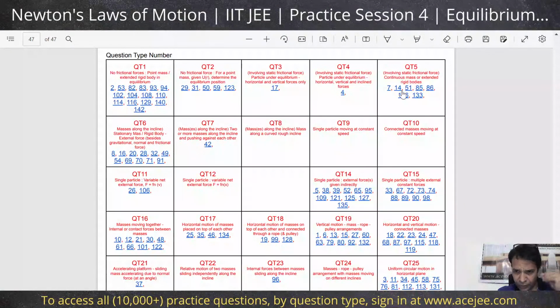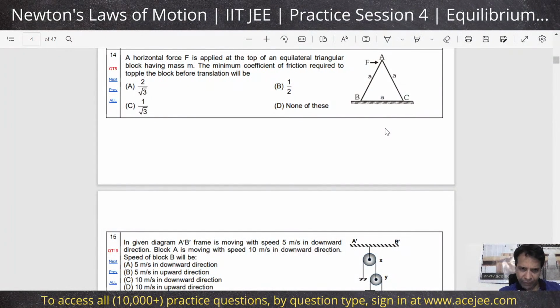Okay. So let me get back to this question type. We did number 7. Let me touch on number 11. So we have a wedge here. There is no acceleration in here. It says a horizontal force F is applied at the top of the equilateral triangle block having mass M. The minimum coefficient of friction required to topple the block before translation will be how much?